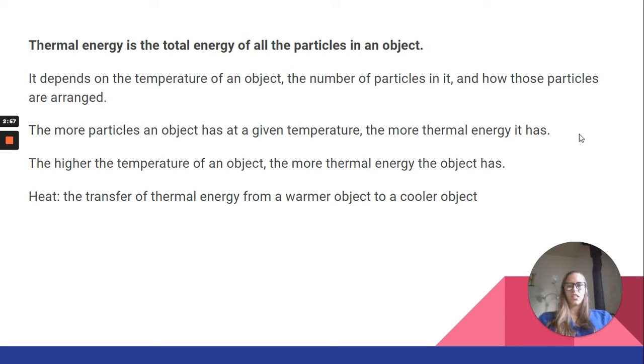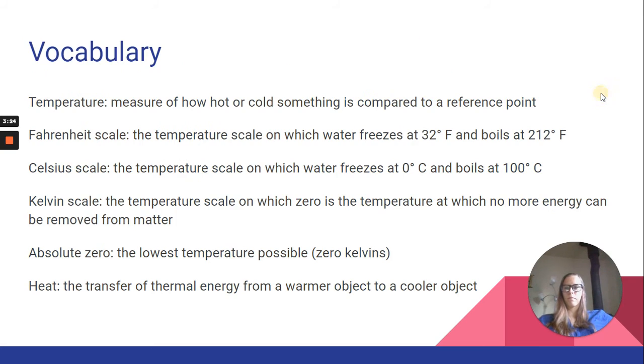Next, thermal energy is the total energy of all the particles in an object. It depends on the temperature of an object, the number of particles in it, and how those particles are arranged. The more particles an object has at a given temperature, the more thermal energy it has. The higher the temperature of an object, the more thermal energy the object has. Then we have the definition of heat, the transfer of thermal energy from a warmer object to a cooler object.